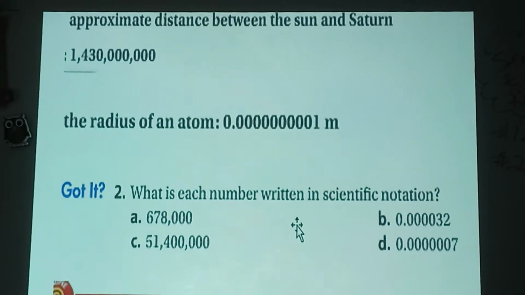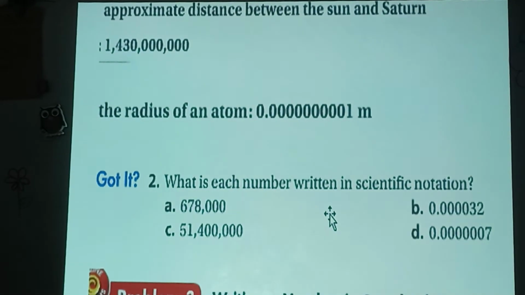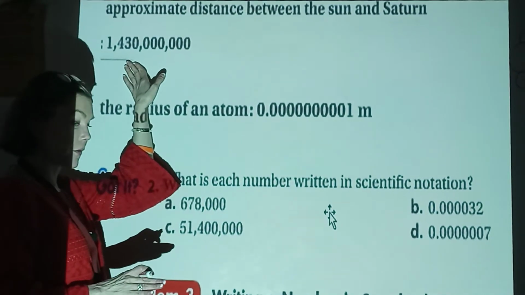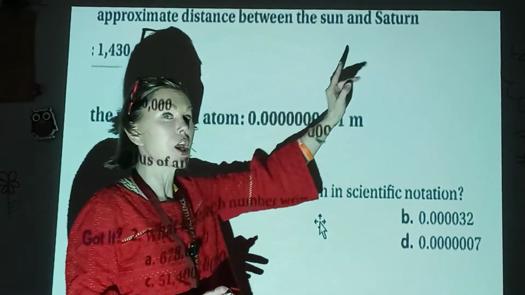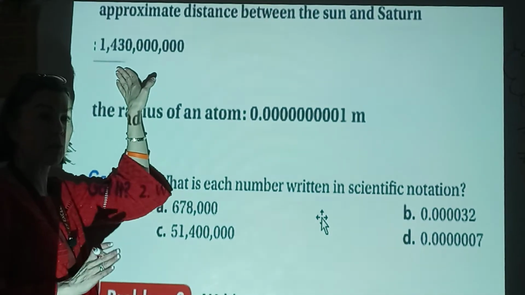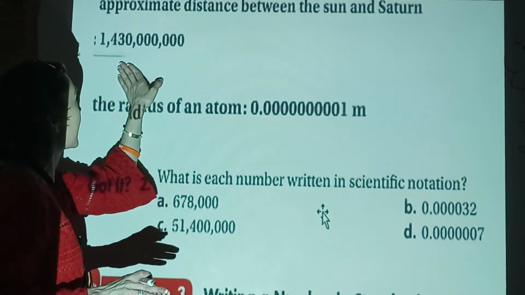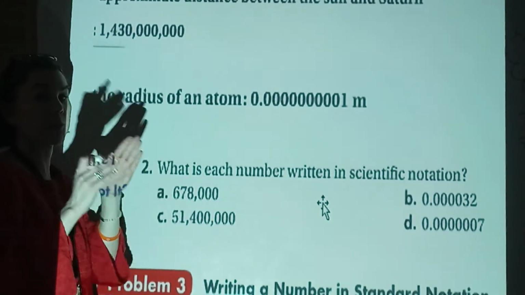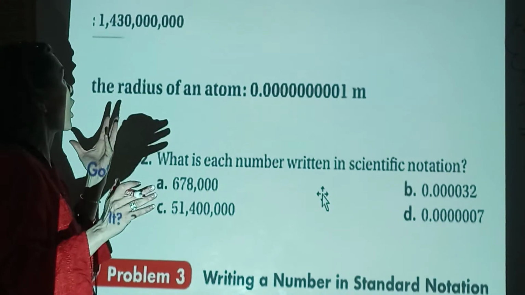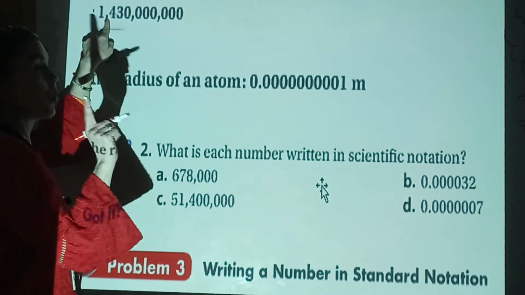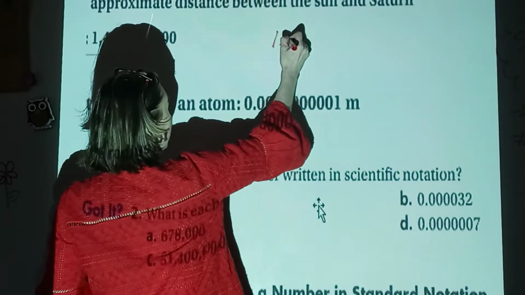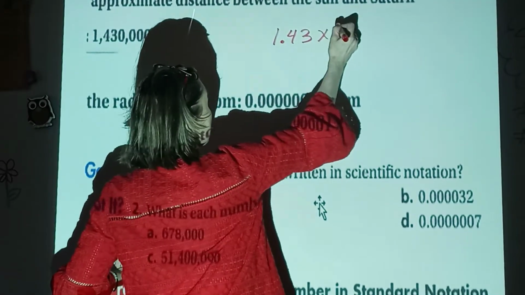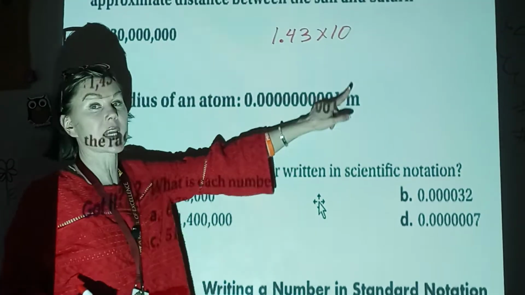So here we are. We're going to write this number in scientific notation, okay? It's the approximate distance between the sun and Saturn. So this number is 1,430,000,000, okay? And we have to write this in scientific notation. Well, I already know that there only needs to be one number to the left of the decimal, so I know it's going to be 1.43 times something to the power of 10.